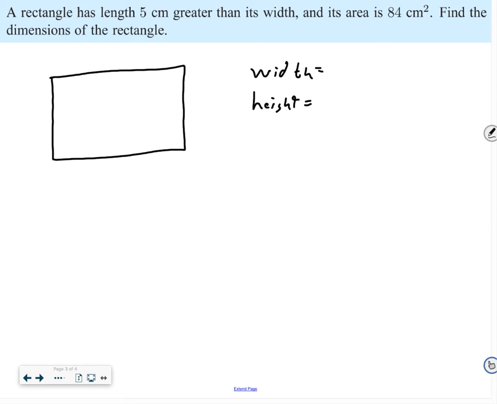Okay, so the rectangle has a length of 5 centimeters greater than its width. So if I let my width be equal to x, and the length, I guess they're not calling it height, they're calling it length. The length is 5 centimeters greater than the width. So that's 5 greater than the width, which is x. So if I draw my picture here, I have x and 5 plus x.